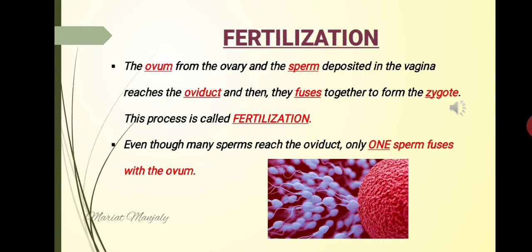Fertilization. The ovum from the ovary and the sperm deposited in the vagina reach the oviduct, and then they fuse together to form the zygote. This process is called fertilization. Even though many sperms reach the oviduct, only one sperm fuses with the ovum.